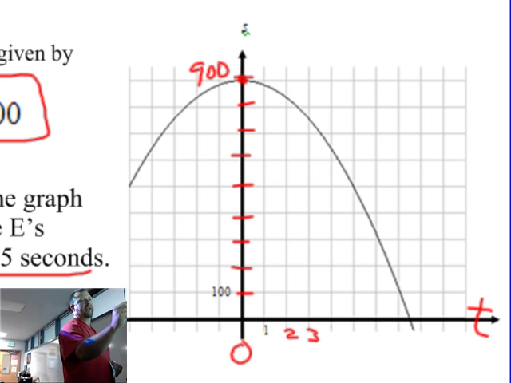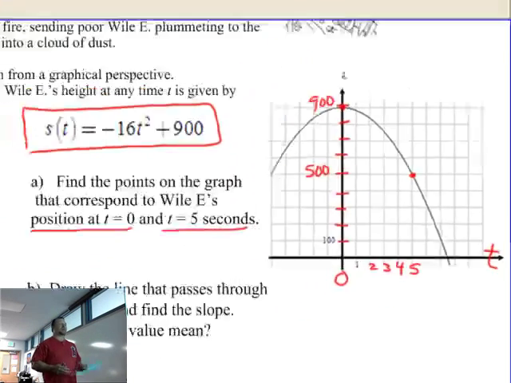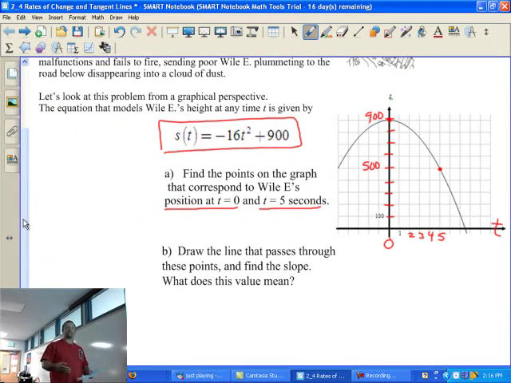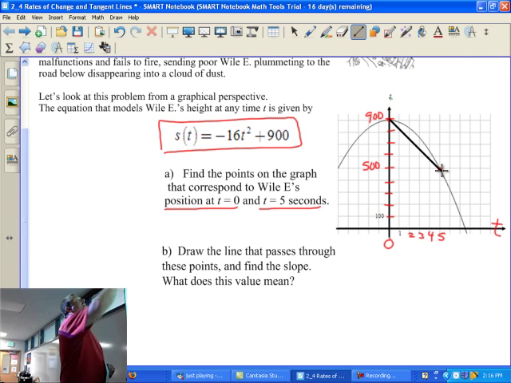His position at 5 seconds, we would simply go over to 5 seconds and count up to where we see the graph, and that happens to be 500. So his position at 5 seconds is 500 feet. So he's fallen 400 feet in those 5 seconds. So let's draw the line that passes through these 2 points. We have a line that goes through here and here.